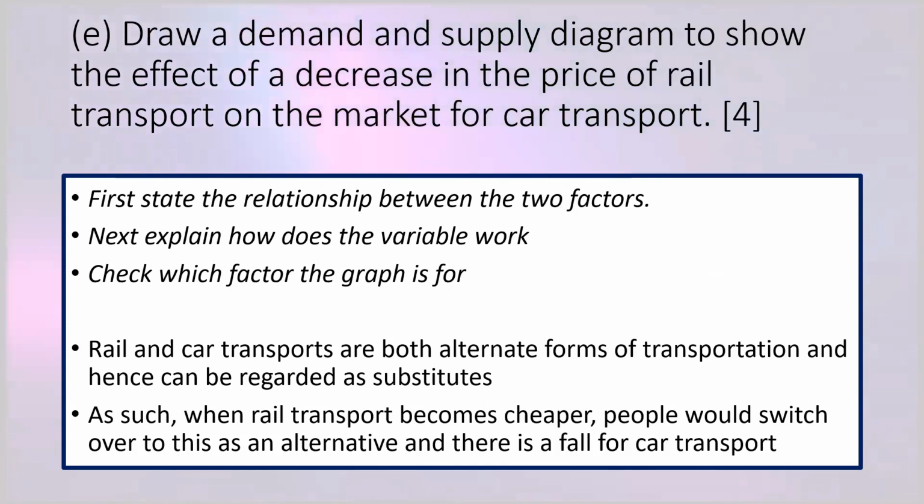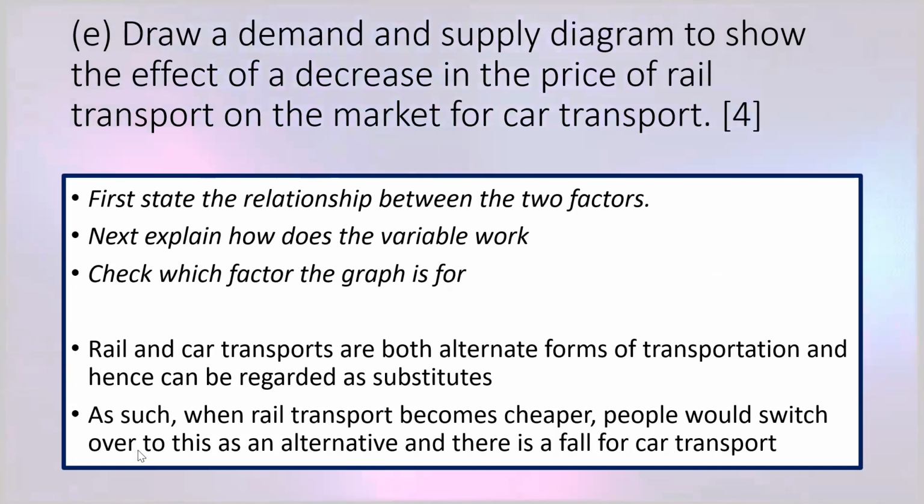Okay, now how does the variable work? What's your variable here? A decrease in price. Okay, so when the rail transport becomes cheaper, people switch over to this, i.e., the rail transport, because it's an alternative. And when people start switching over to rail, there is a fall in demand for car transport, right? Now you got to know. So then figure out which, are they asking you to draw the graph for the rail or asking you to draw the graph for the car? Think. All right, be very careful, because if you identify wrongly, if you start drawing the graph for the rail, then your whole graph is wrong.